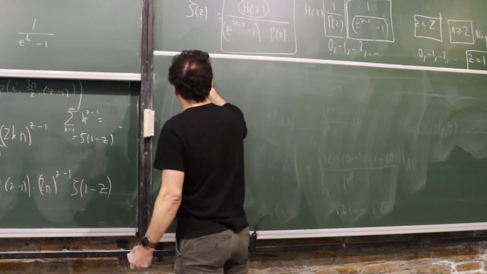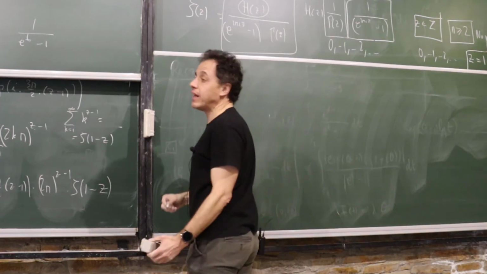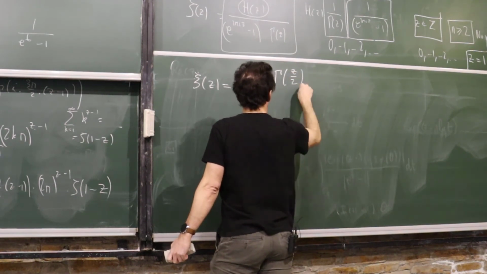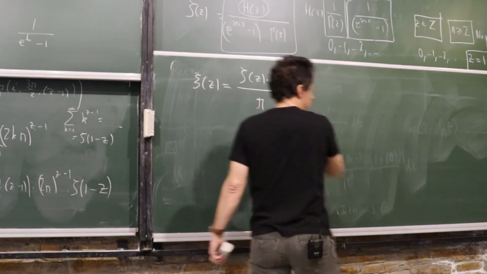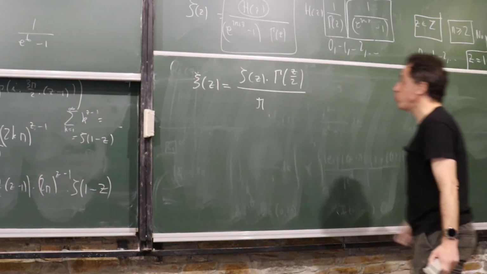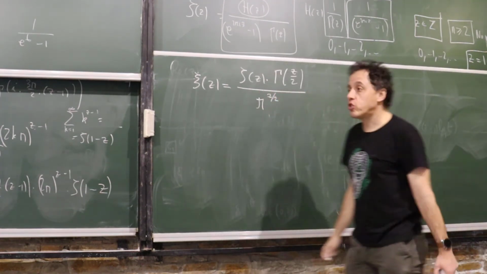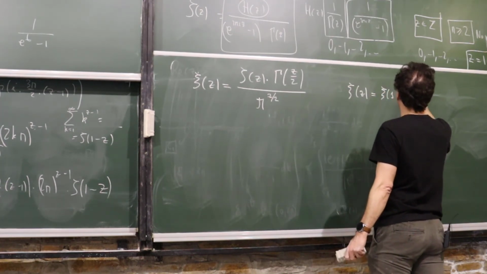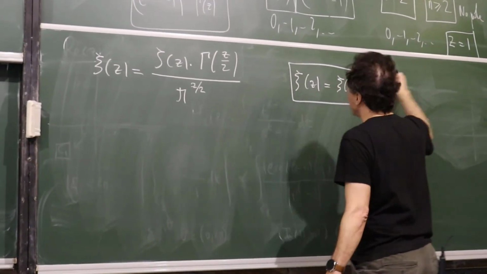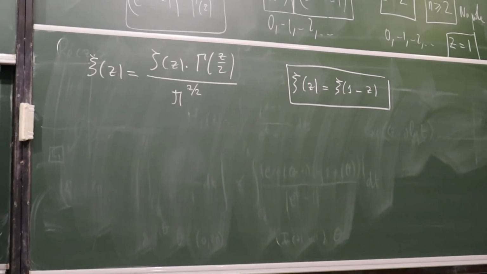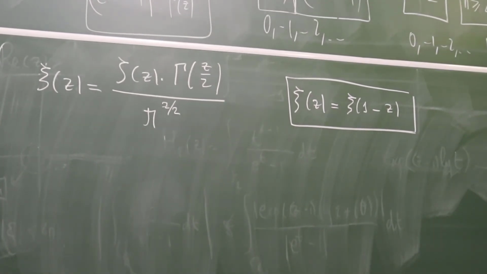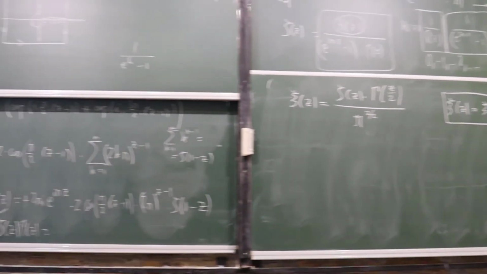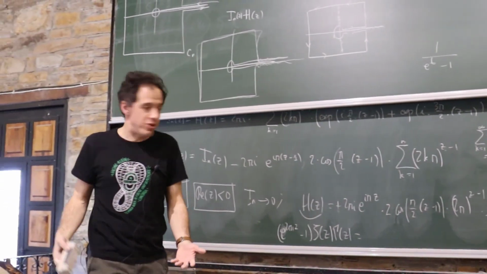If you consider a function defined like this, xi of z, defined as zeta of z times gamma of z over 2, divided by pi to the z over 2, it turns out that this function here is symmetric with respect to this axis, the real part of z equal to 1. Well, this comes from this formula, after many computations, in fact.